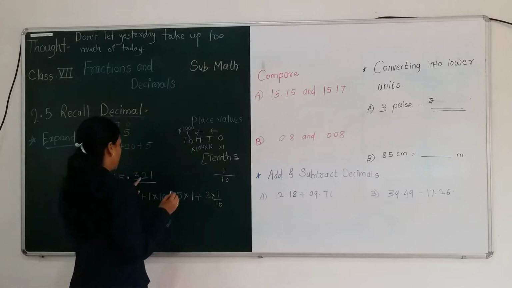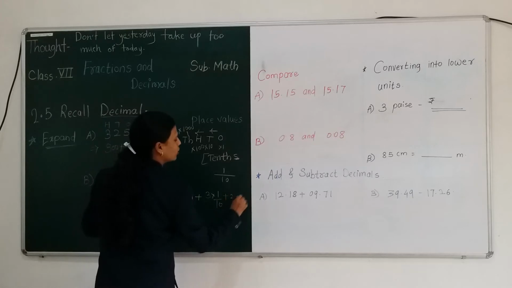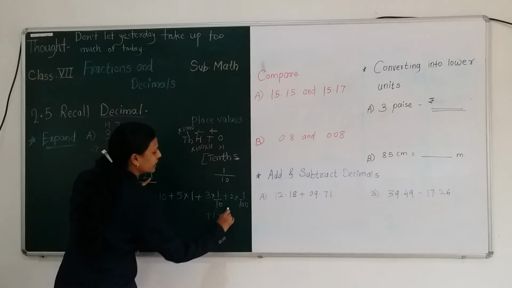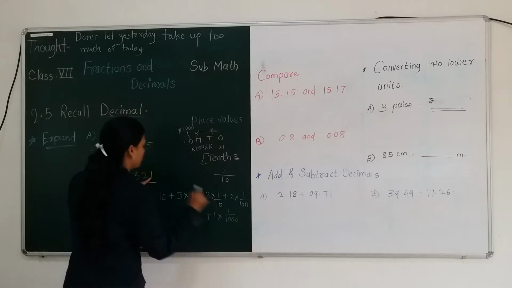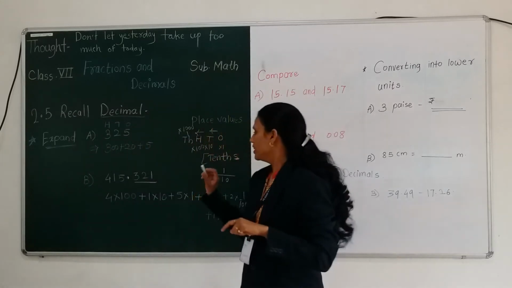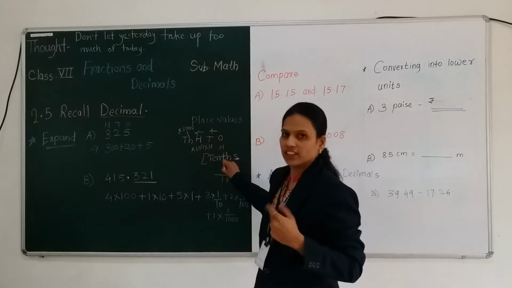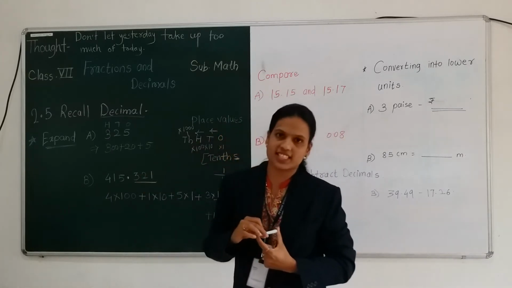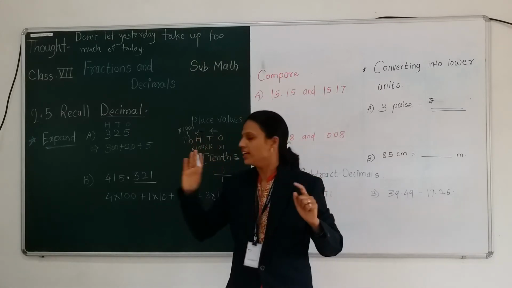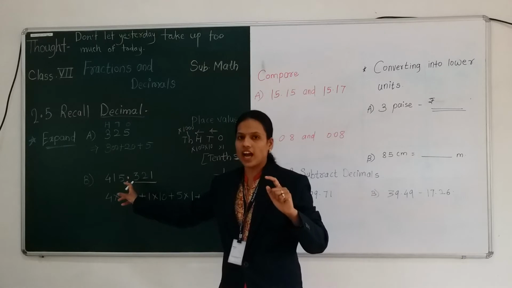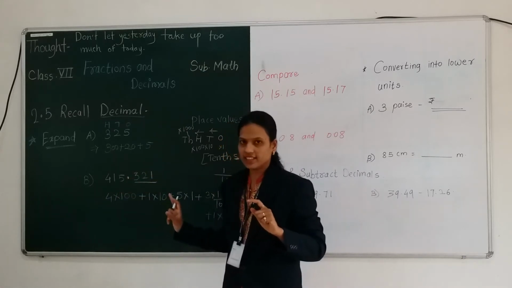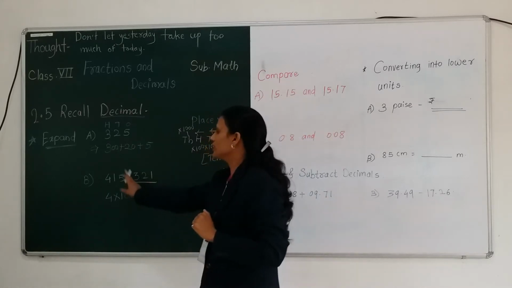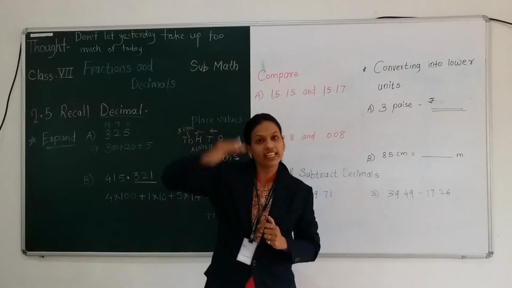Just keep in mind the numbers which are on the right hand side, their values are decreased by 10, and the values on the left hand side of the decimal point are increased by 10.